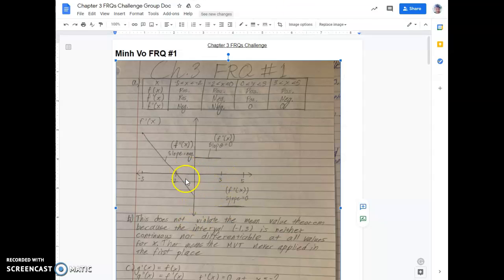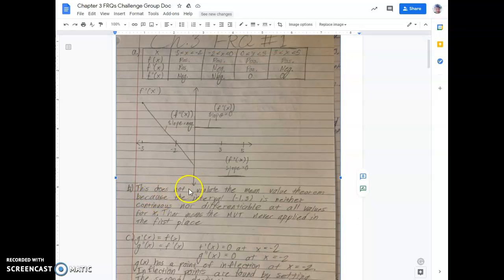And we're asked why it does not violate the mean value theorem. And I said it did not violate the mean value theorem because on the interval -1 to 3, it is neither entirely continuous nor entirely differentiable on the entire graph, because as you see from here, there's a big disconnect between these 2 points.